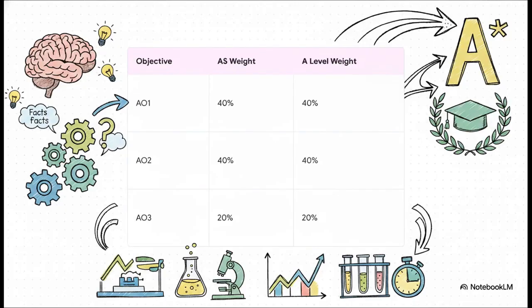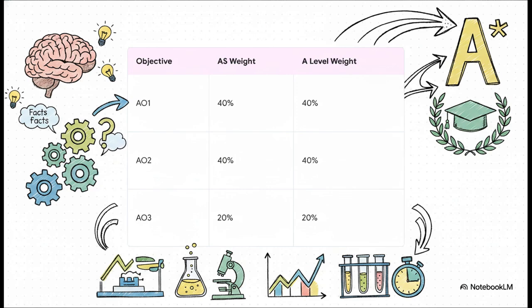Just look at the breakdown. Notice how AO1, just knowing the facts, is only 40% of your grade. AO2, applying those facts to completely new problems, is also 40%. You simply cannot just memorize your way to an A star. You really have to practice the application.